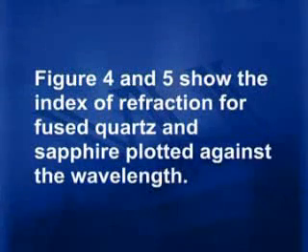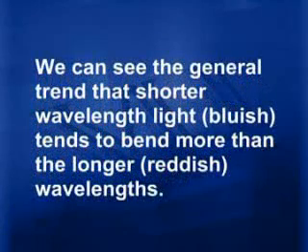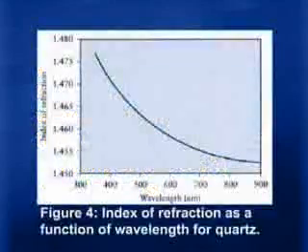The next two figures show the index of refraction for fused quartz and sapphire plotted against the wavelength. We can see the general trend that shorter wavelength light, which is typically bluish light, tends to bend more than the longer wavelength light like the reddish light. Take a look at this illustration.